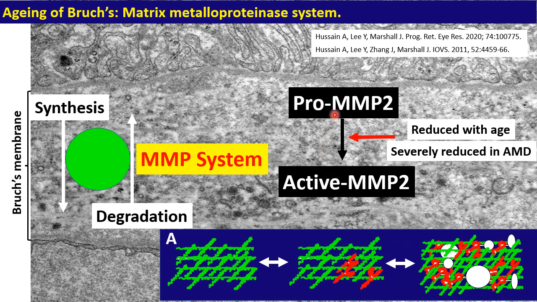MMPs are secreted into Bruch's as inactive proenzymes and must be activated for matrix breakdown. Following activation, MMPs must be able to diffuse freely to sites of abnormal deposits. With age, the amount of activated MMPs is reduced and their ability to diffuse freely is limited, leading to the thickening of Bruch's membrane. This situation is much advanced in AMD, leading to the gross accumulation of abnormal matrix components.